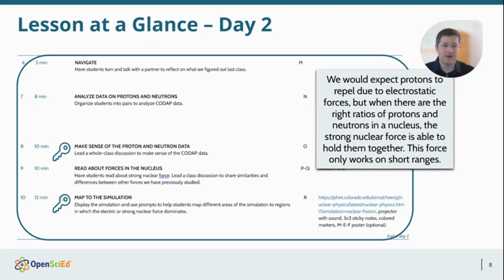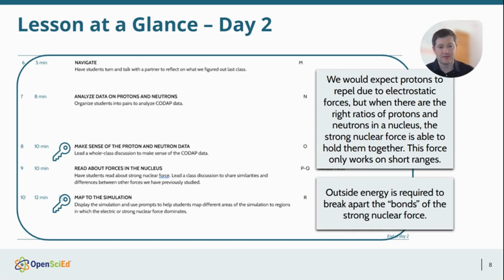And so the figure outs here are that we expect protons to repel, but when you've got the right ratio of protons and neutrons, then the strong nuclear force is going to be able to hold the nucleus together. And that's only going to happen on short ranges. And so when the outside energy comes in, that can actually break apart the nucleus and then cause the 2 halves of the nucleus to repel, which releases energy.